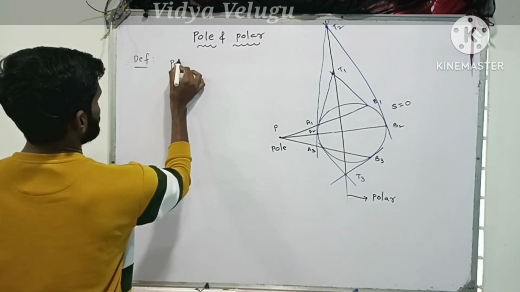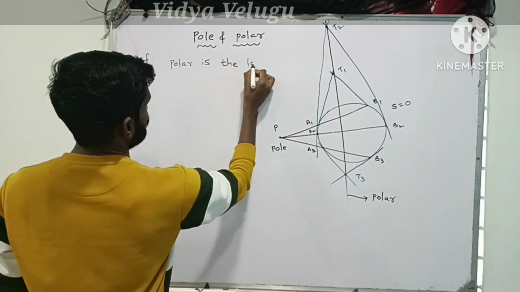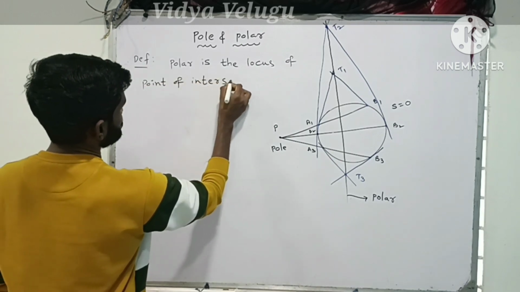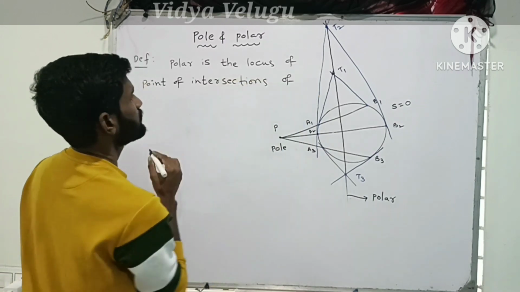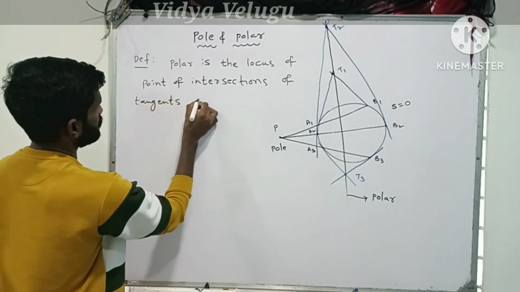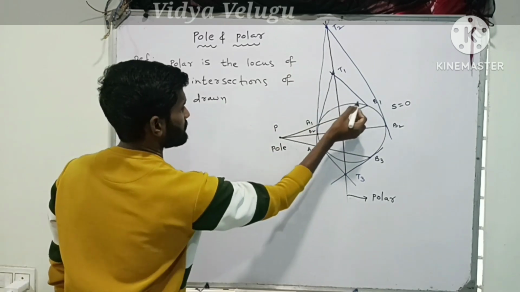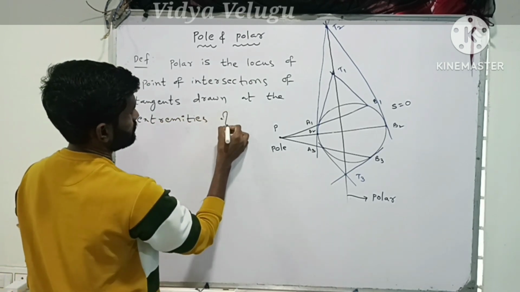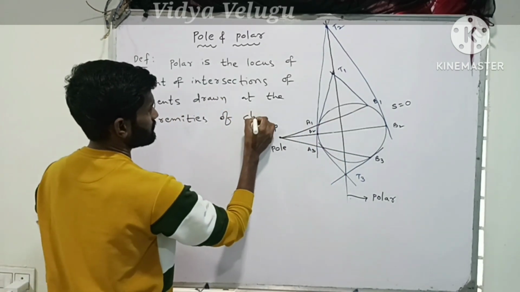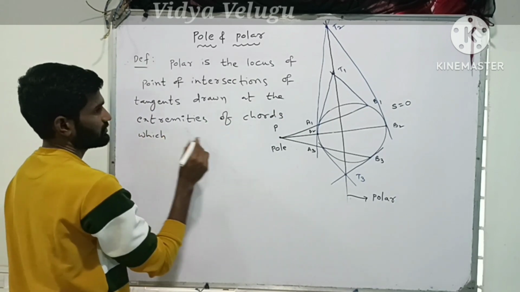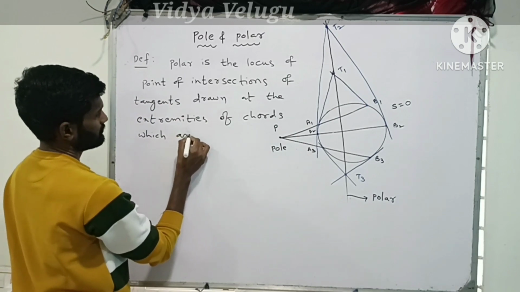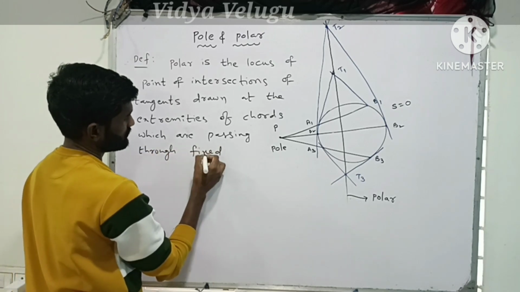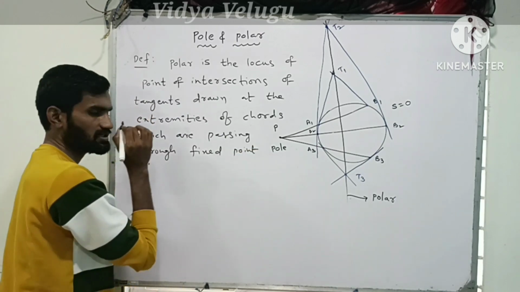The polar is the locus of the point of intersections of tangents drawn at the extremities of chords which are passing through a fixed point P, right? So this is nothing but polar.